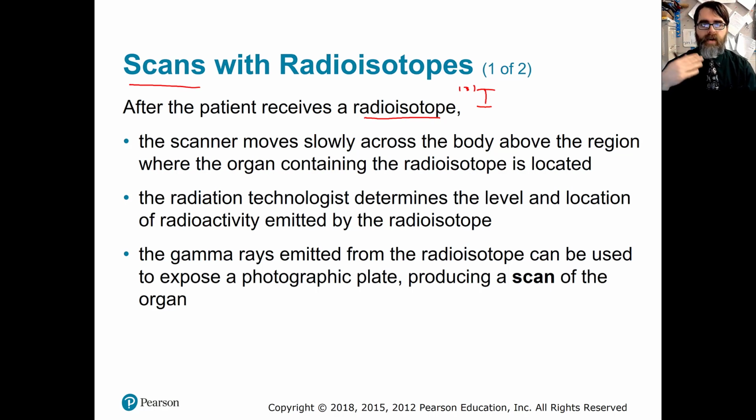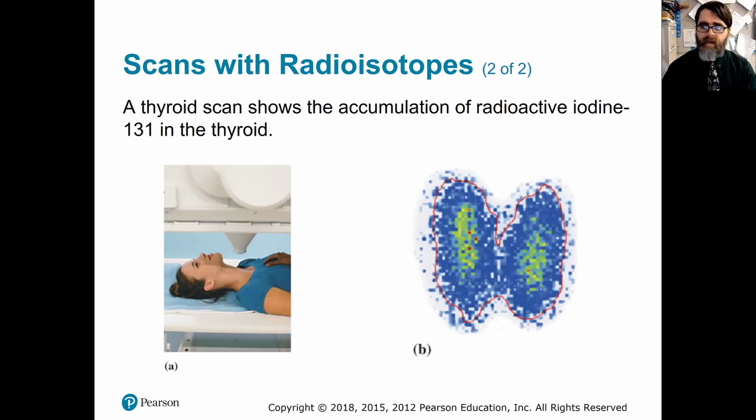And so you'll have the scanner move across there, and we can determine the level of radiation and can determine how much is in there, and we can use that to scan and map out the thyroid. We can check sizes, we can check if there's cancerous growth there, we can check healthiness of it based off of how much of the iodine it incorporated, and so on. And so we get a scan of the organ. Here, like I said, is the image of that.